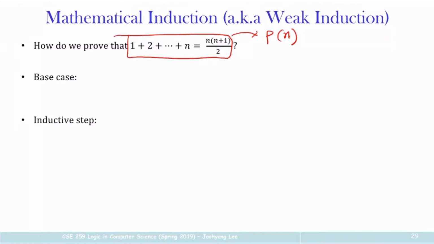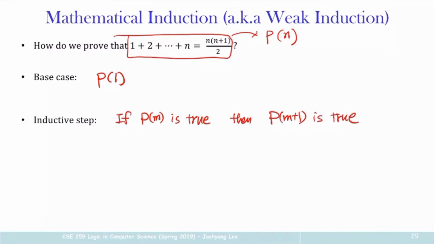Okay? So the base case is to prove P of 1 is true. And the inductive step is if P of m is true, then P of m plus 1 is true. The induction principle tells us if you prove each of these two claims in two cases, then we are done. This property P holds for all values of n. So let's first see whether this is actually true.